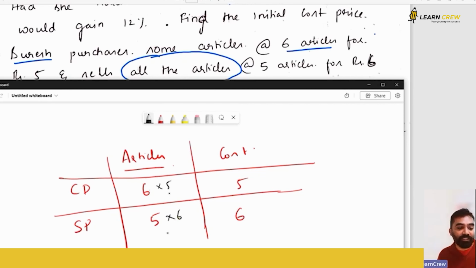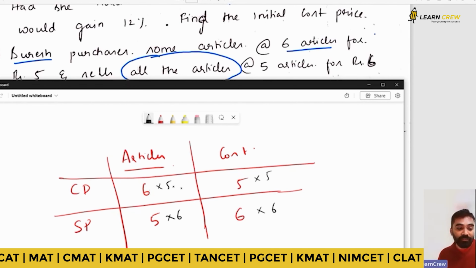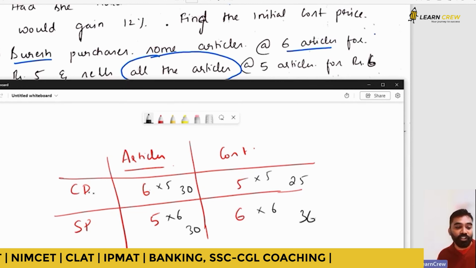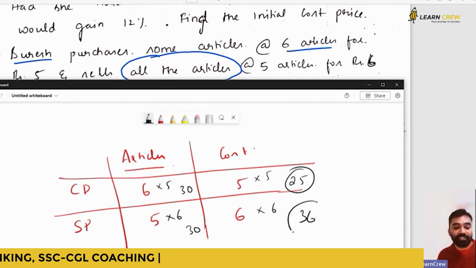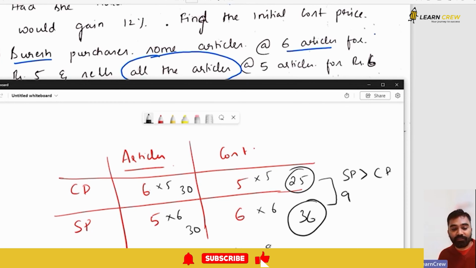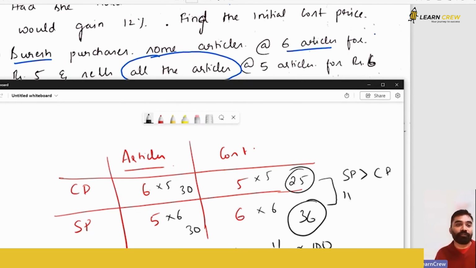If I multiply this by 5 and this by 6, obviously I need to multiply this also by 5 and this also by 6. So this becomes 30, this becomes 30, and this becomes 25, this becomes 36. So cost price is 25, selling price is 36. Obviously he's making a profit, since selling price is greater than cost price. How much is the profit? 11. So how would you calculate profit percentage? 11 by 25 into 100. It's going to be 44%.